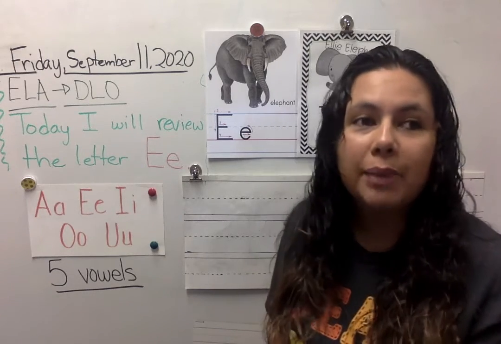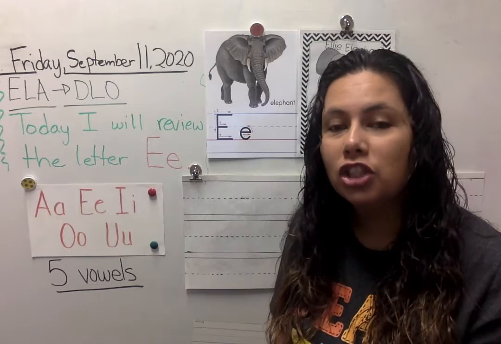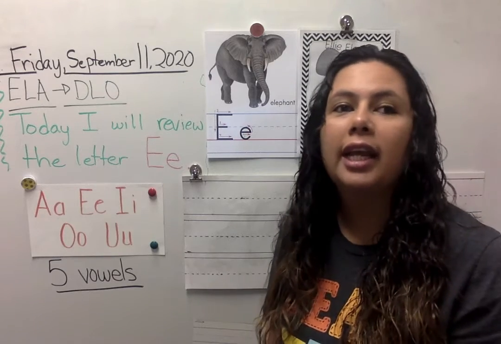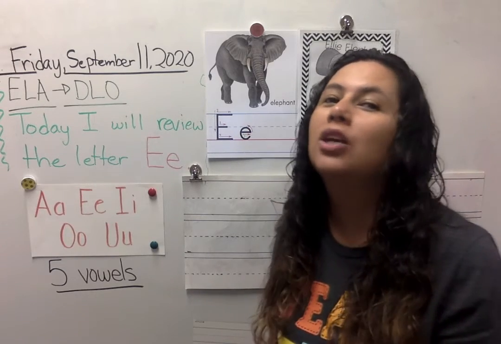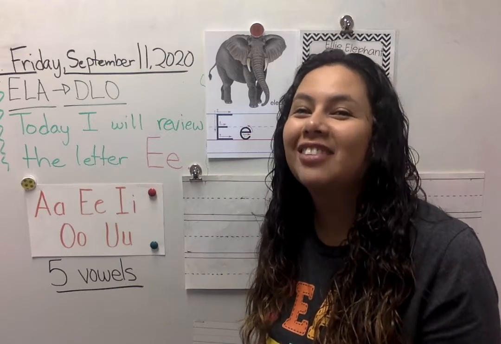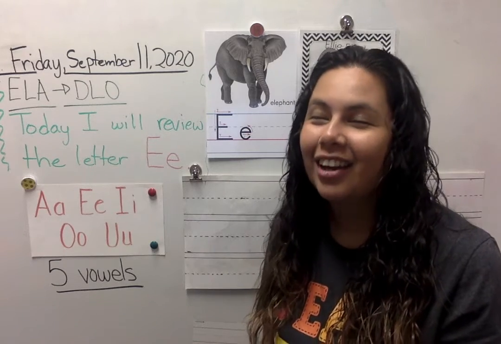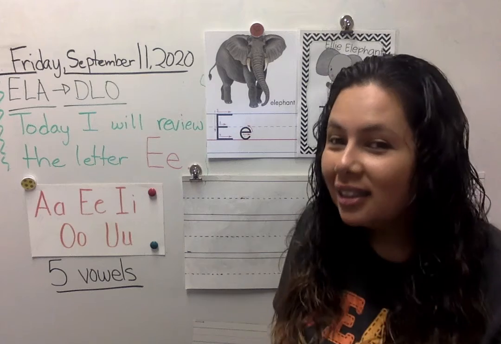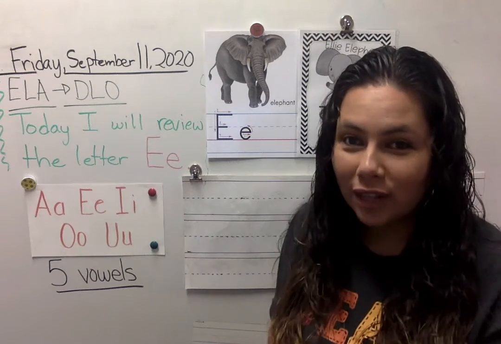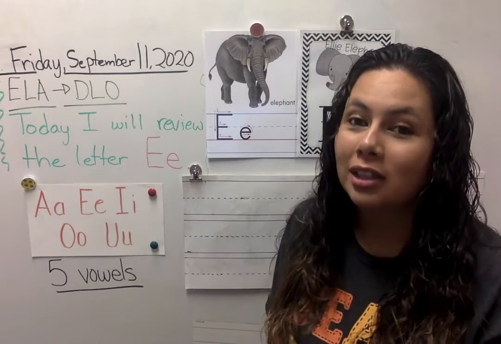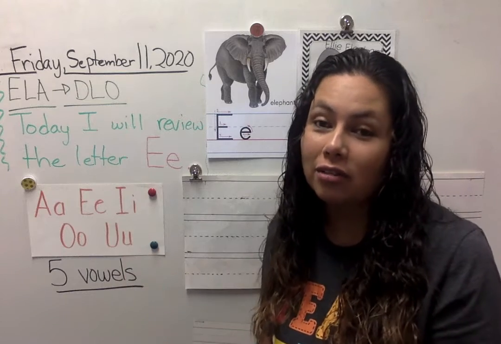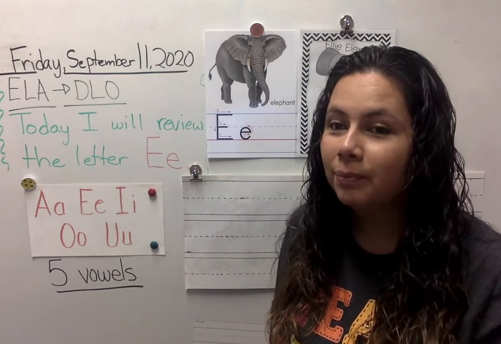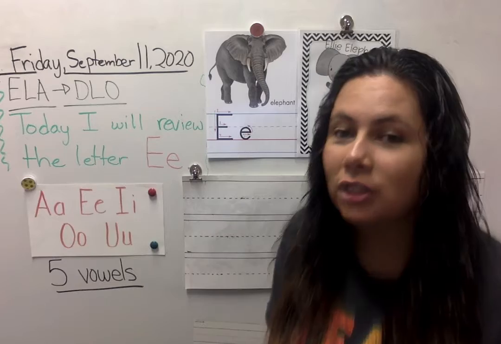Okay, so the B, the C, the D, the F, the G, H, J, K, L, M, N, P, Q, R, S, T, V, W, X, Y, Z. You may know some of them, you may not, and that's why we're going over the alphabets. All of those are called consonants. Only these five are called vowels because they have special sounds, okay? Just want to make sure I review that so you guys know that again.